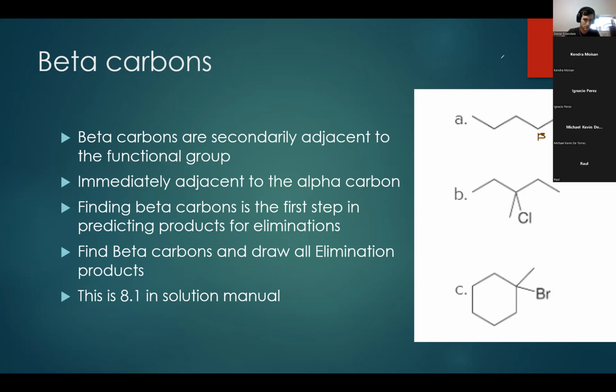Okay. For B, this, beta carbons. Okay. You need to be able to identify that. Make sense?